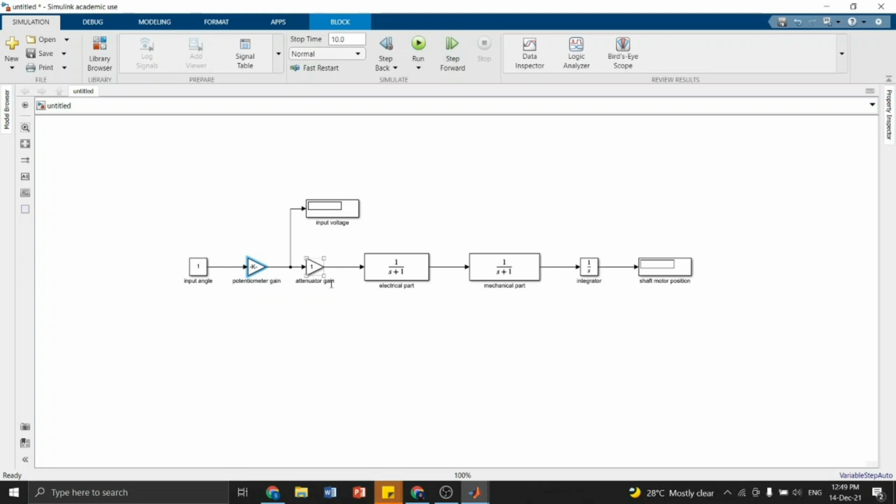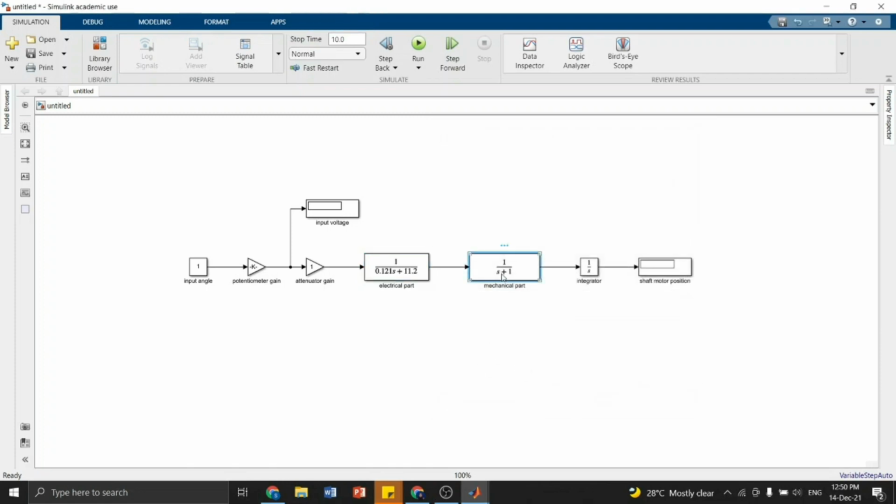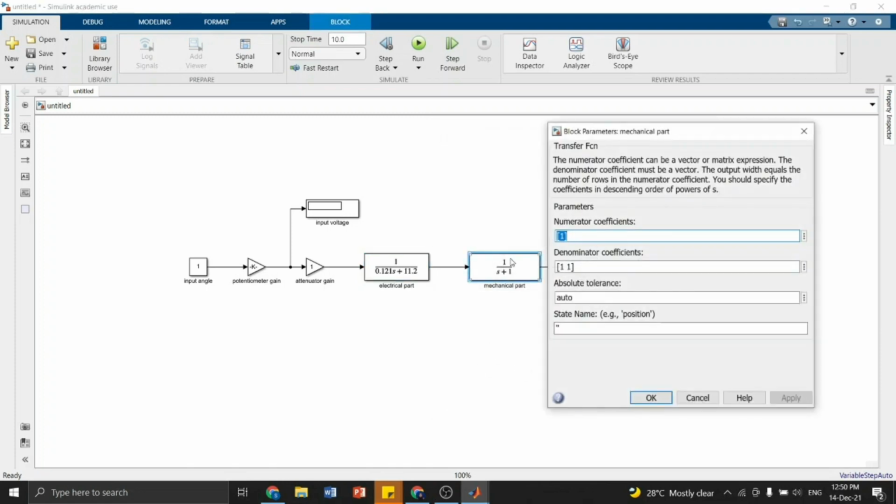For the electrical part, it consists of inductive and resistive values. So for inductive it is 0.121, and resistive value is 11.2. And for the mechanical part, it consists of moment of inertia and viscous friction, which is 0.222 and 0.003 respectively.